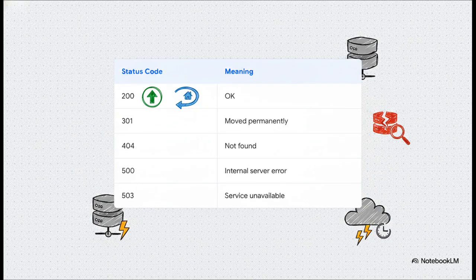A 200 means OK, everything processed perfectly. A 301 means the document moved permanently. And of course, there's the infamous 404 not found, which just means the file you wanted isn't on the server. Oh, and if the server itself crashes or gets overloaded, you might see a 500 or 503 error.